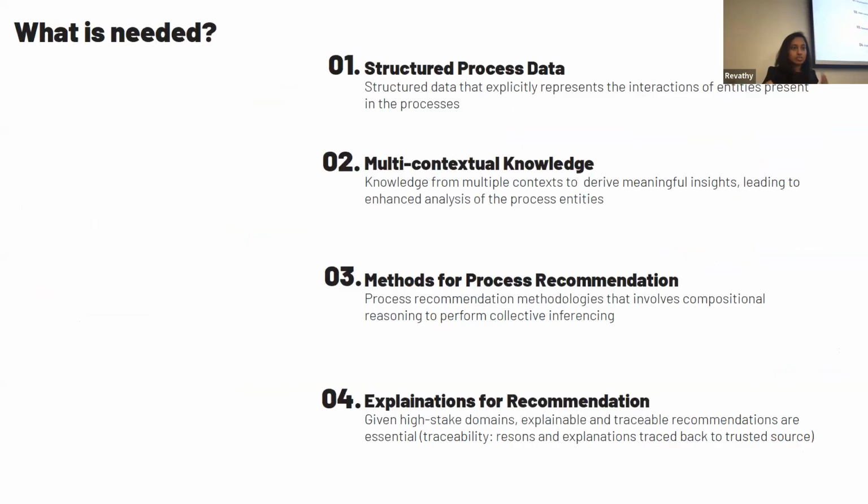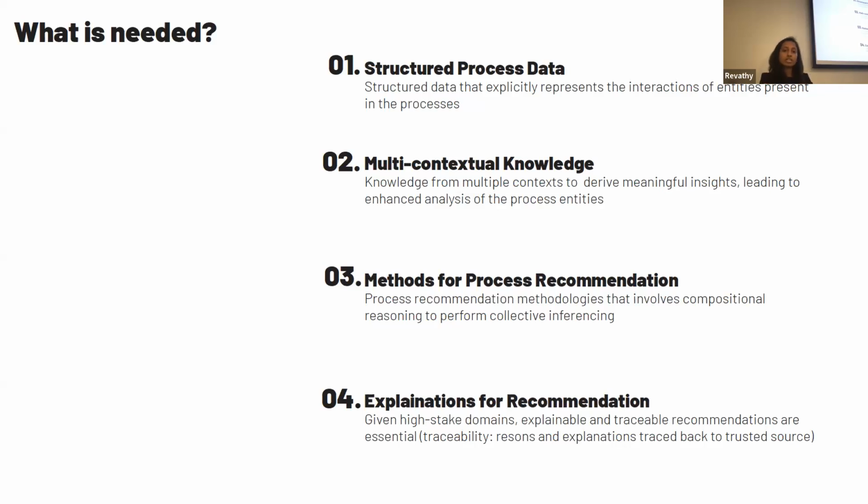Given that, to summarize the needs, the following are needed to execute the problem statement that we have just proposed. First of all, if we notice, both of these require structured data, meaning that both are procedural data which requires step-by-step execution. So we do need structured process data. The second one is multi-contextual knowledge. We need domain expert knowledge in both the domains to draw meaningful insights. And the next one is methods for process recommendation. Item recommendations are easy, where only a given item is analyzed.